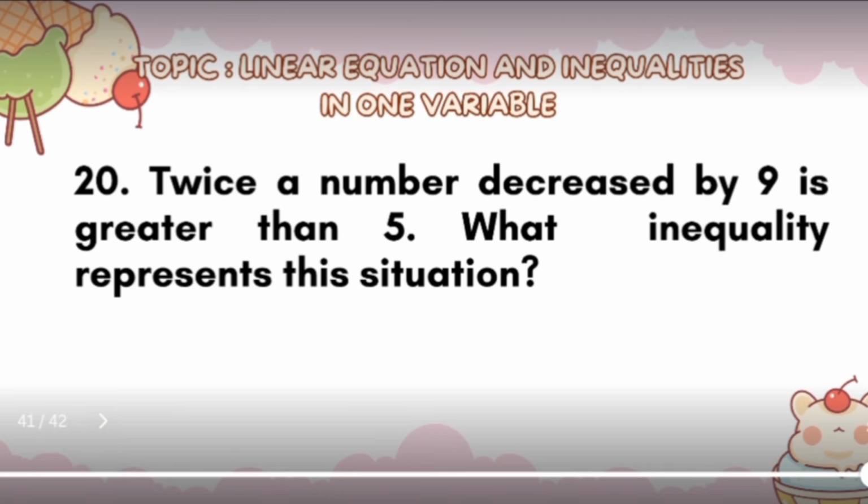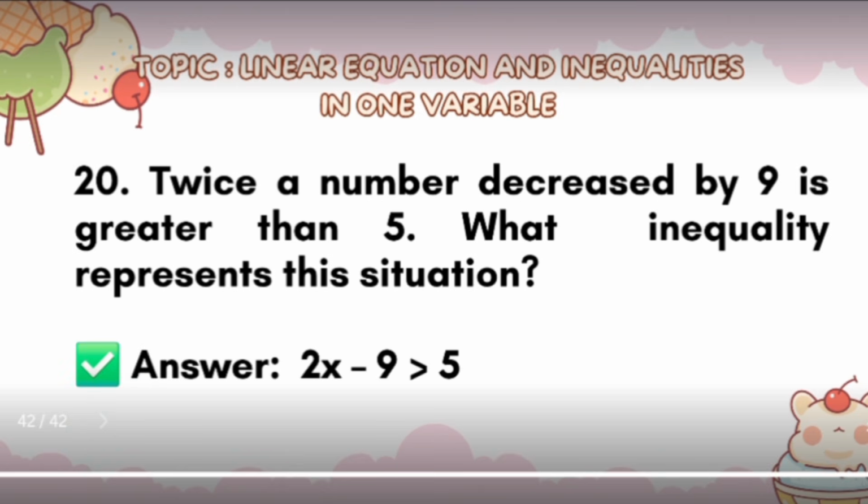Question number 20. Twice a number decreased by 9 is greater than 5. What inequality represents this situation? So we need to translate, and the answer is 2x minus 9 is greater than 5. So the word decreased by 9 is simply a minus 9.